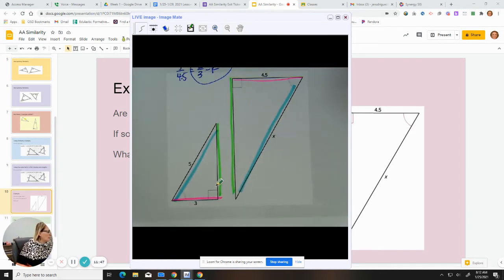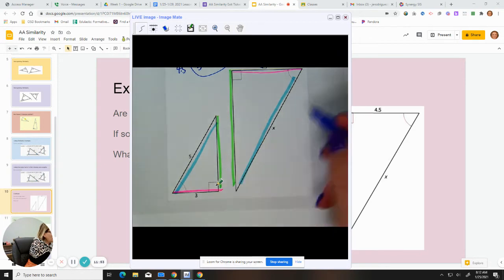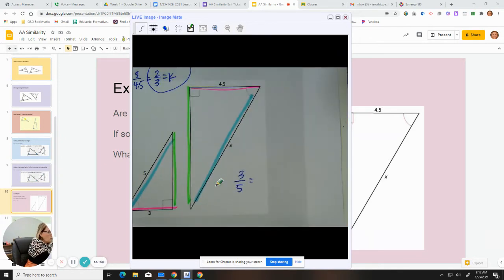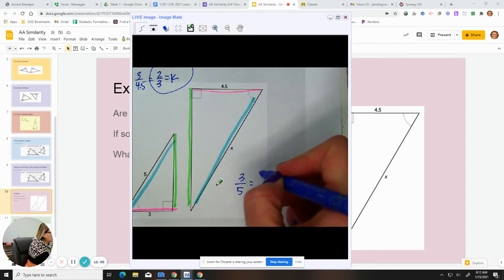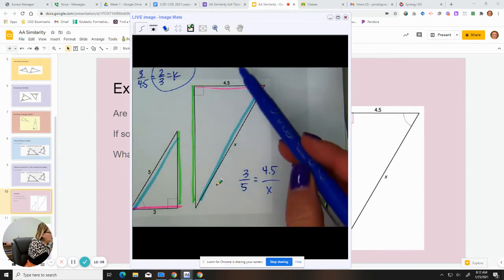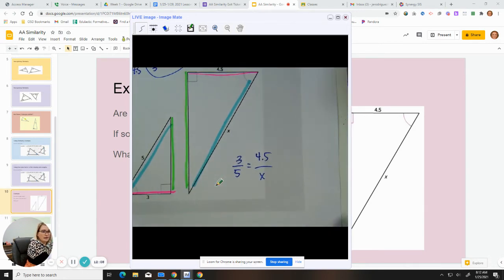And we're going to do that by setting up a proportion. Okay, so on this small triangle, we're going to say pink is to blue what pink is to blue. Okay, pink is to blue what pink is to blue, and that's how you would set it up.